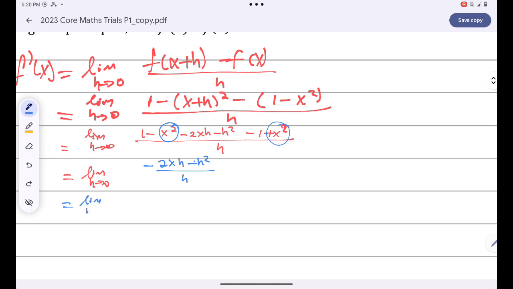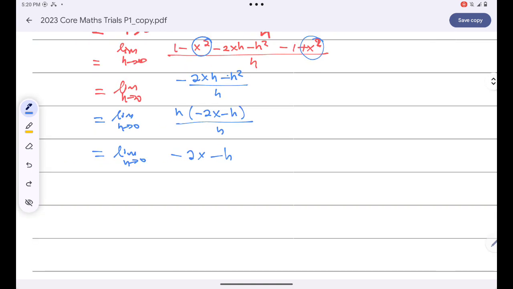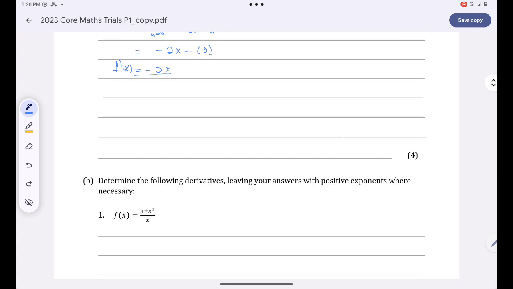I can therefore take out a common factor on the numerator, which is just h. I'll be left with negative 2x minus h all over h. I'll be left with limits as h approaches 0 of negative 2x minus h. These two will just cancel one another. Now I can substitute h as 0, because now the expression will no longer be undefined. I'll end up having negative 2x minus 0, which is just negative 2x. So the derivative of f of x is just equal to negative 2x.